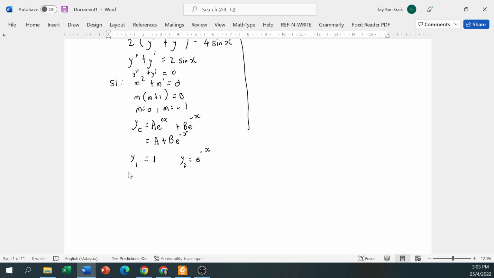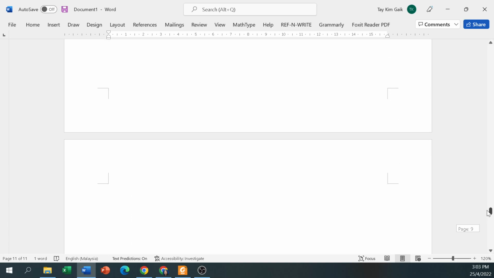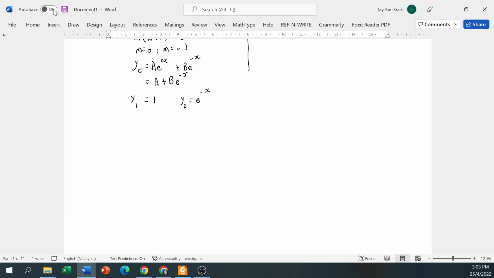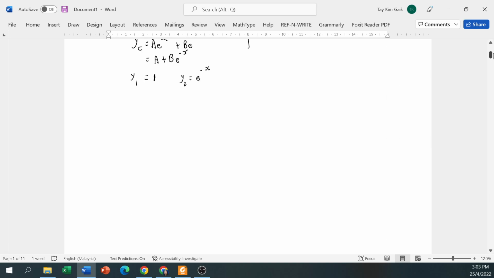And then you find y1 prime, y2 prime, then find the Wronskian. I think there is some technical problem to write. Okay, y1 prime, differentiate 1, you get 0. y2 prime, differentiate exponent -x, you get negative exponent -x. And then you find the Wronskian.